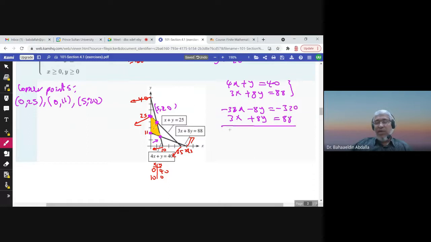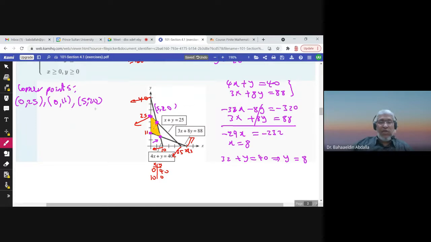When I add, I get negative 29x. These two will be cancelled, equals negative 320 plus 88. That's negative 232. And when I divide this by negative 29, I get 8. Now, if x is 8, I can put it in the first equation. So 4 times 8 is 32 plus y equals 40. So this means y is 40 minus 32, which is 8.